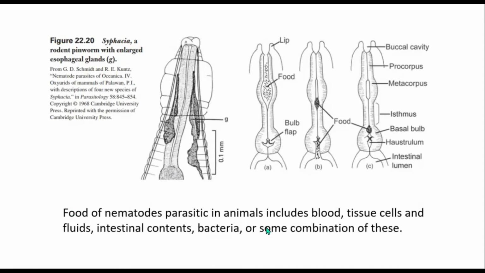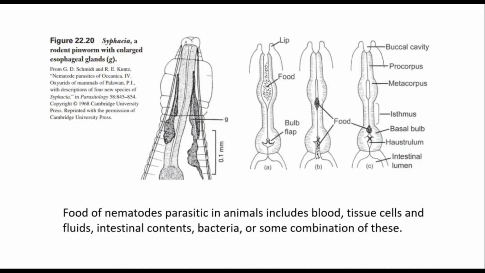The food of nematodes parasitic in animals includes blood, tissue cells and fluids, intestinal contents, bacteria, and some combination of these. In some free-living and parasitic nematodes, the esophageal bulbs contain structures for macerating ingested microorganisms. Here you can see the food from the lip, which is pushed to the bulb flap, and then the food in the basal bulb, which pushes it toward the intestinal lumen.